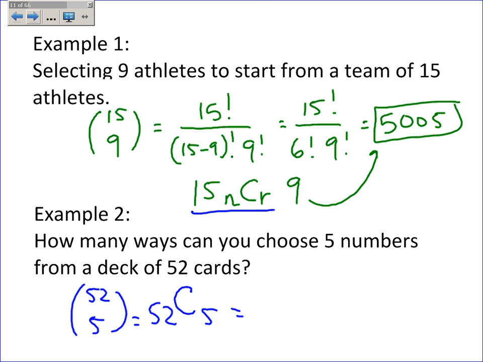And just use that in my calculator. 52 math 3 5, and I get a huge number. 2598960. So 2,598,960, which is the number of possible ways to, I guess, get 5 cards in a deck of 52, like poker.